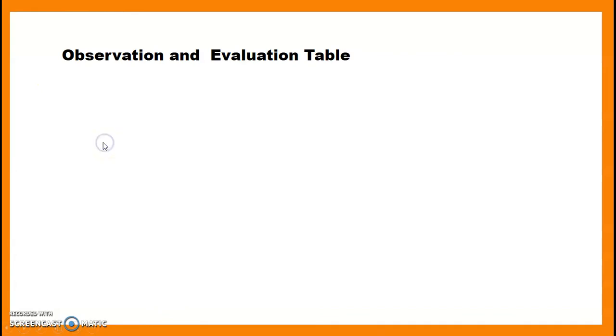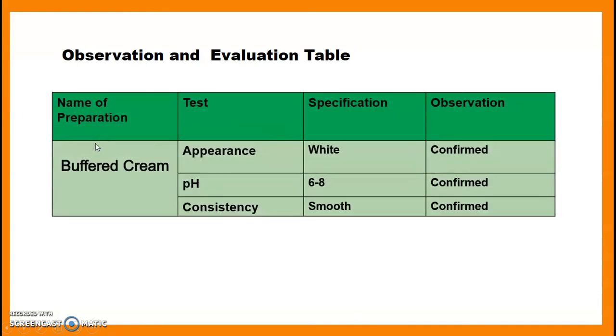Then we move towards the observation and evaluation table. The observation and evaluation table should contain the name of preparation, test, specification and observation. We see we prepared the buffered cream in a laboratory. We see the appearance is white.